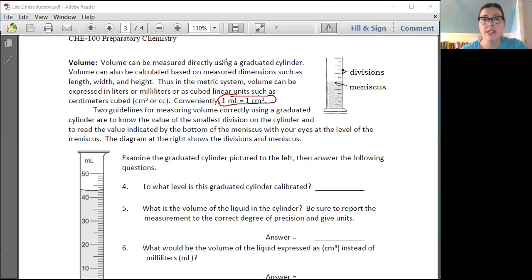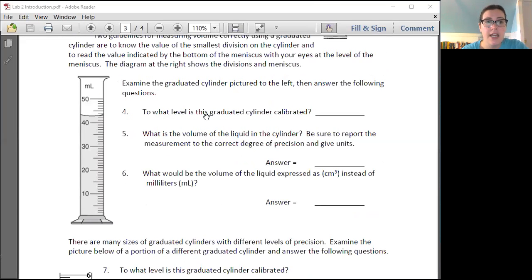So let's take a look at our graduated cylinder we have here. And this looks like it's a 50 milliliter graduated cylinder. So the first thing I'm going to do is take a look at what is the value of the smallest line on here. So I see 10, 20, 30, 40, but then there's lines between those. Those are the ones that we care about. And that is what it's asking, to what level is the graduated cylinder calibrated? It's saying, what is the value of the smallest line?